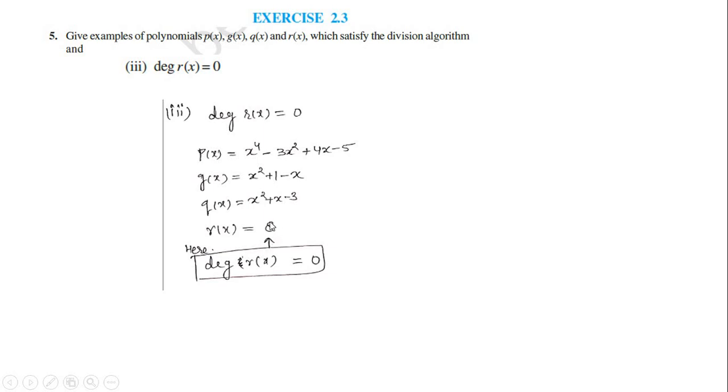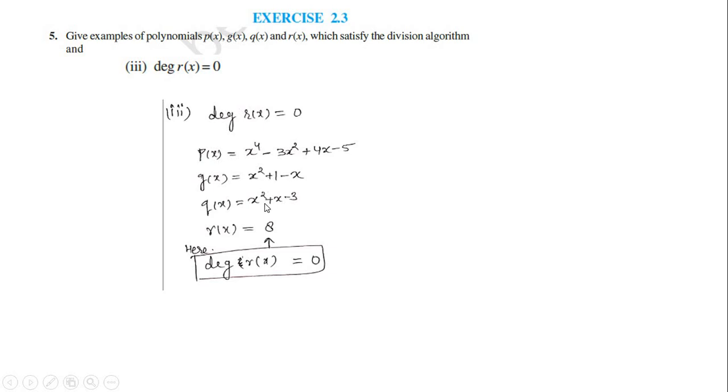As you can observe here, the degree of the remainder polynomial is 0. So it is a constant polynomial. So we can take this example as correct, and we have already seen this in question 1 part 2. The polynomial satisfies the division algorithm. When you multiply g(x) by q(x) and add r(x), you will get the same polynomial p(x). And also here the degree of r(x) is 0. So this is a correct example.